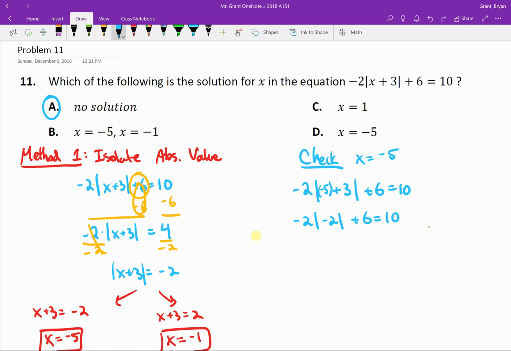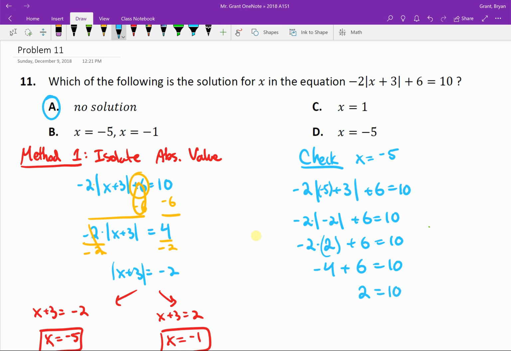And then I'm going to do the absolute value, which is like applying parentheses. The absolute value of -2 makes it +2. And because the -2 on the outside was multiplying, I need to keep the multiplication. I need to multiply from PEMDAS, and then add them together. 6 minus 4 is 2.